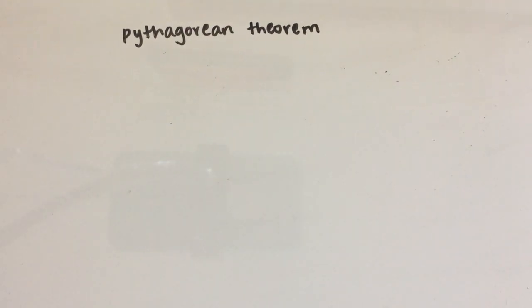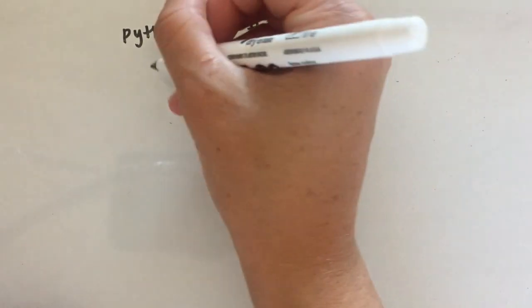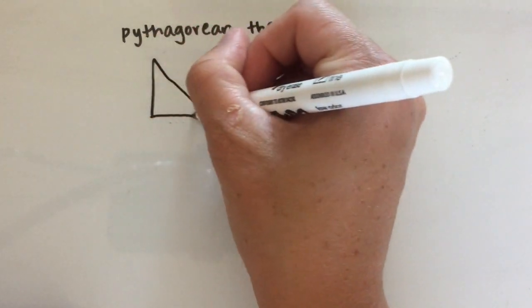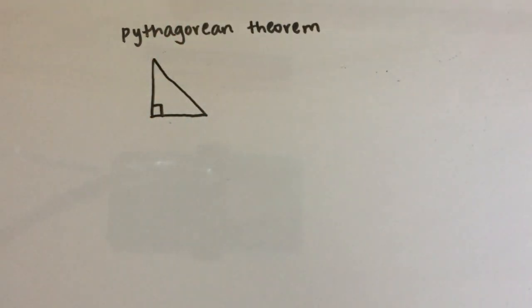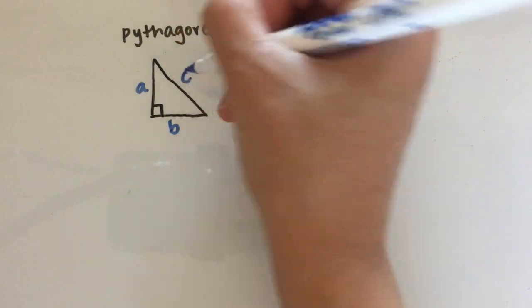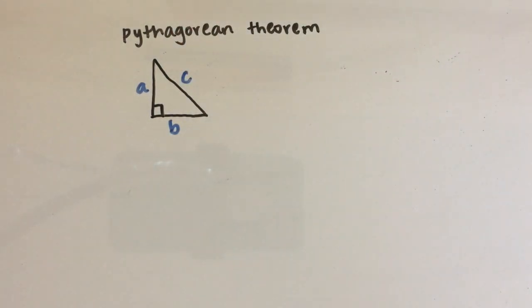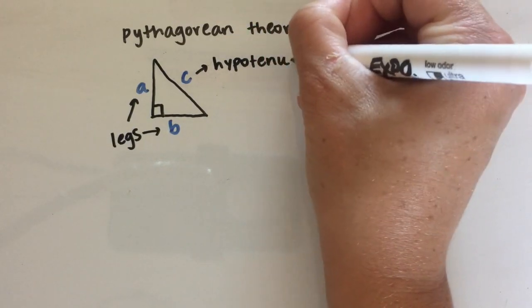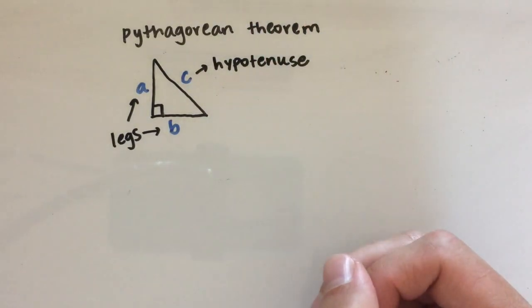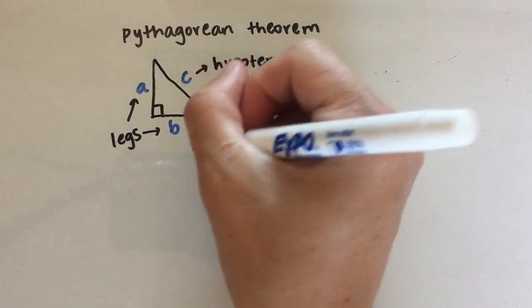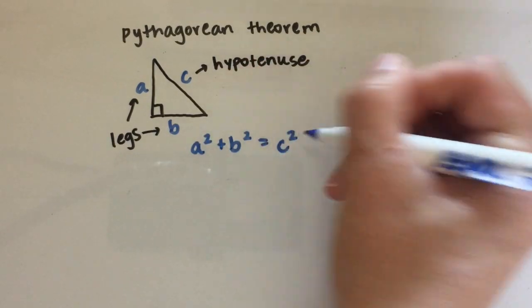In this video, I'll be going over the Pythagorean theorem. This theorem states that if you have a right triangle with sides A, B, and C, where sides A and B are the legs, and C is the hypotenuse, which is the side opposite of the right angle, then A squared plus B squared equals C squared.